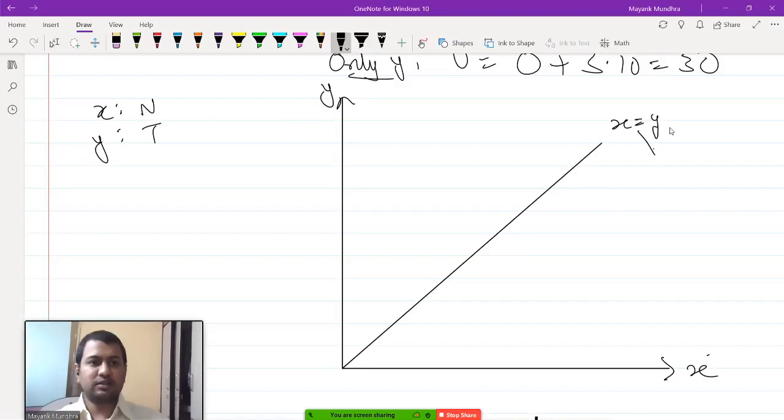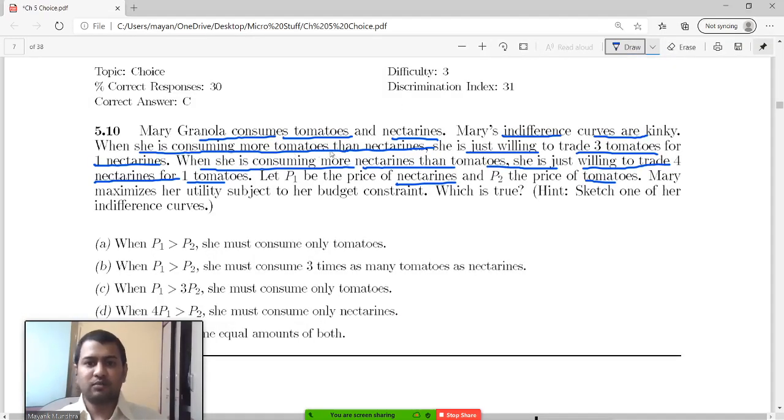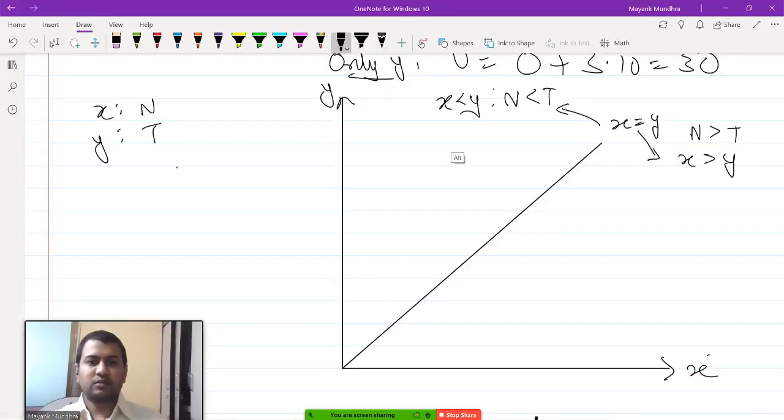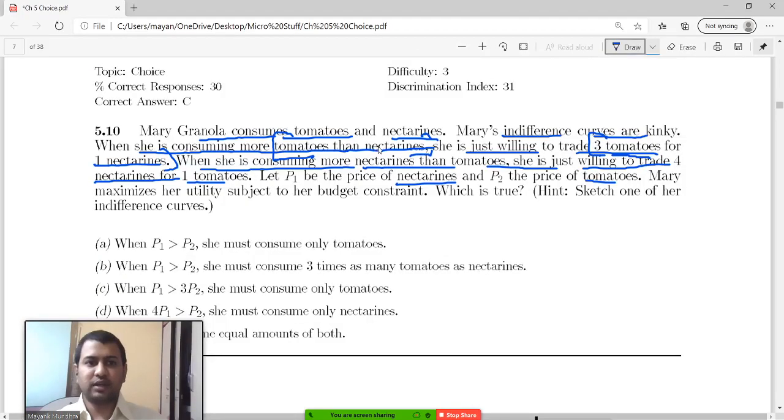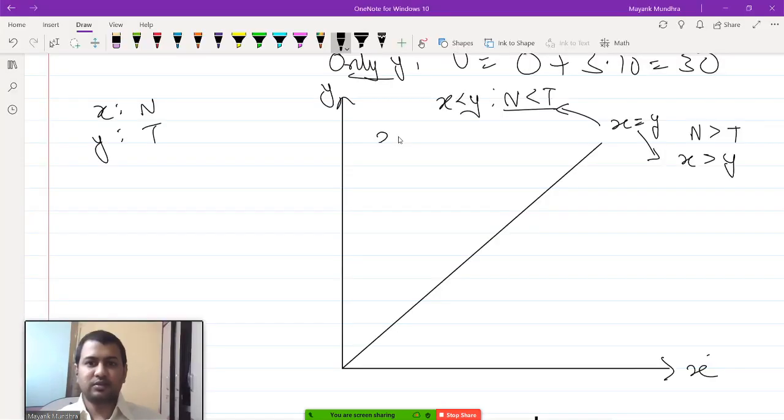This is the region for X greater than Y, which is basically nectarines greater than tomatoes, and this is the region for X less than Y, which is basically nectarines less than tomatoes. So when she is consuming more tomatoes than nectarines, she is willing to trade 3 tomatoes for 1 nectarine. That is this region. In this region, 3 tomatoes for 1 nectarine means 3 units of Y for 1 unit of X.